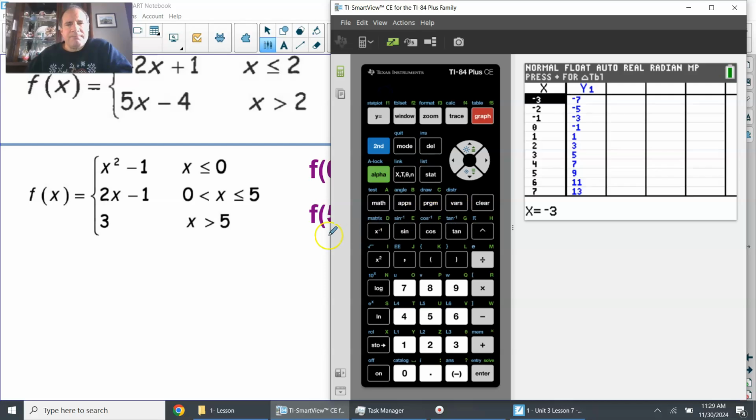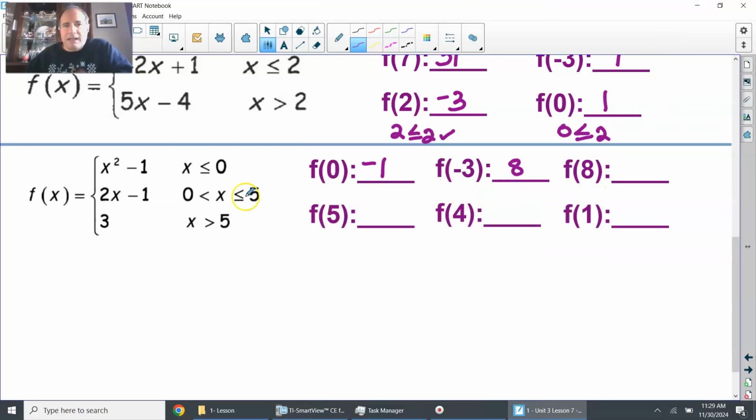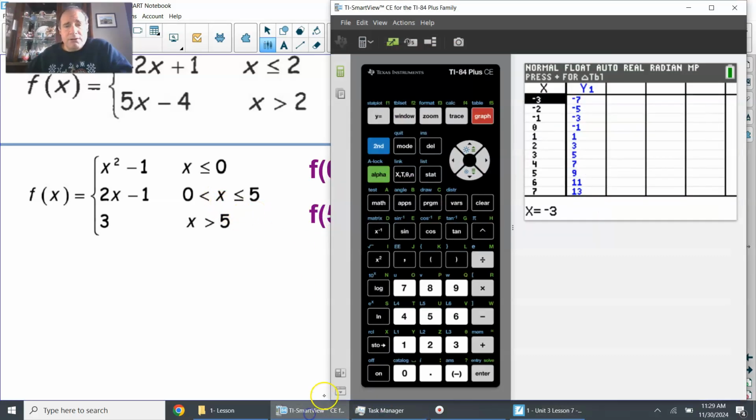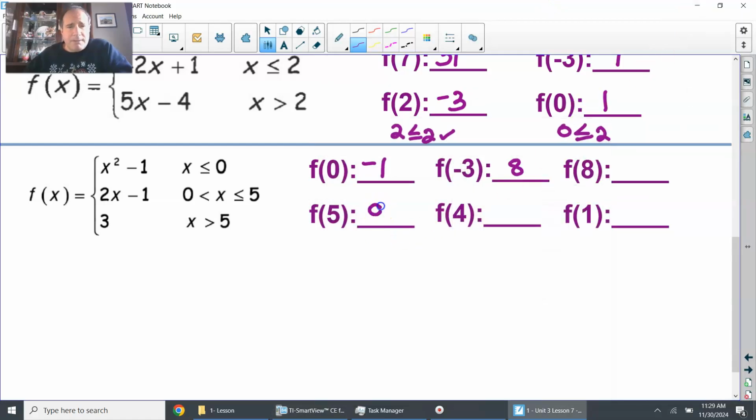Second function graph. Now, it's only between, I'm looking for numbers that are in between 0, not including 0, and including 5. So, 8, that is not between 0 and 5. 5, that works. So I'm going to go to 5 in my calculator, and when there's an input of 5, I'm using the second function, this second equation, and the output is 9. And if you do 2 times 5 is 10, minus 1 is 9. I'm just not doing it by hand.